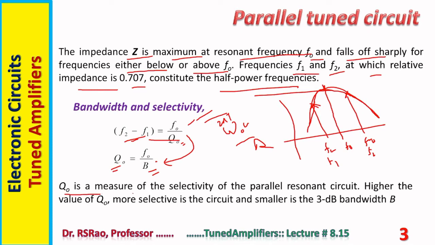Now, Q naught is a measure of selectivity of the parallel resonant circuit. The higher the value of Q naught, the more selective is the circuit and the smaller is the 3 dB bandwidth. More selectivity means less bandwidth. This has to be kept in mind. Less bandwidth means more Q. Therefore, more Q means more selectivity.